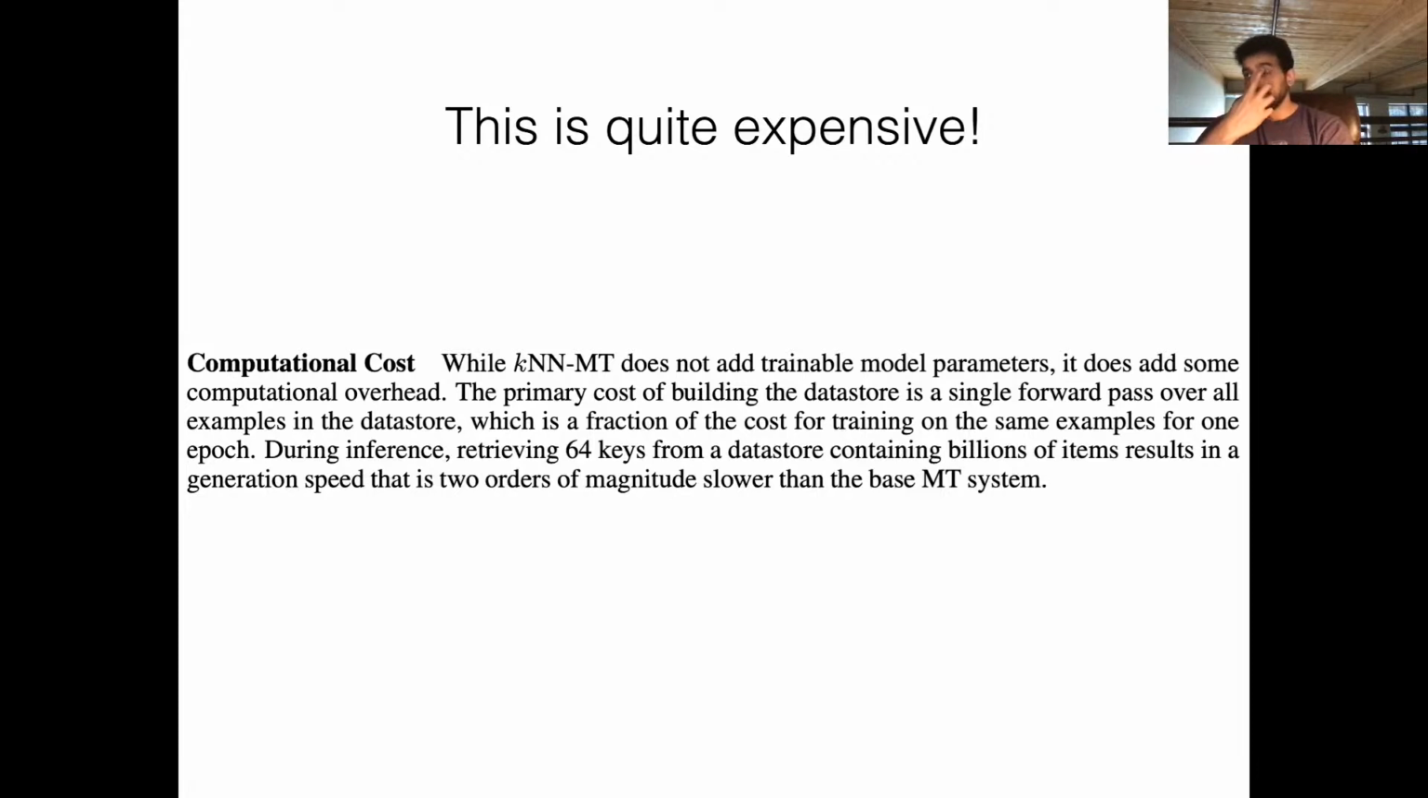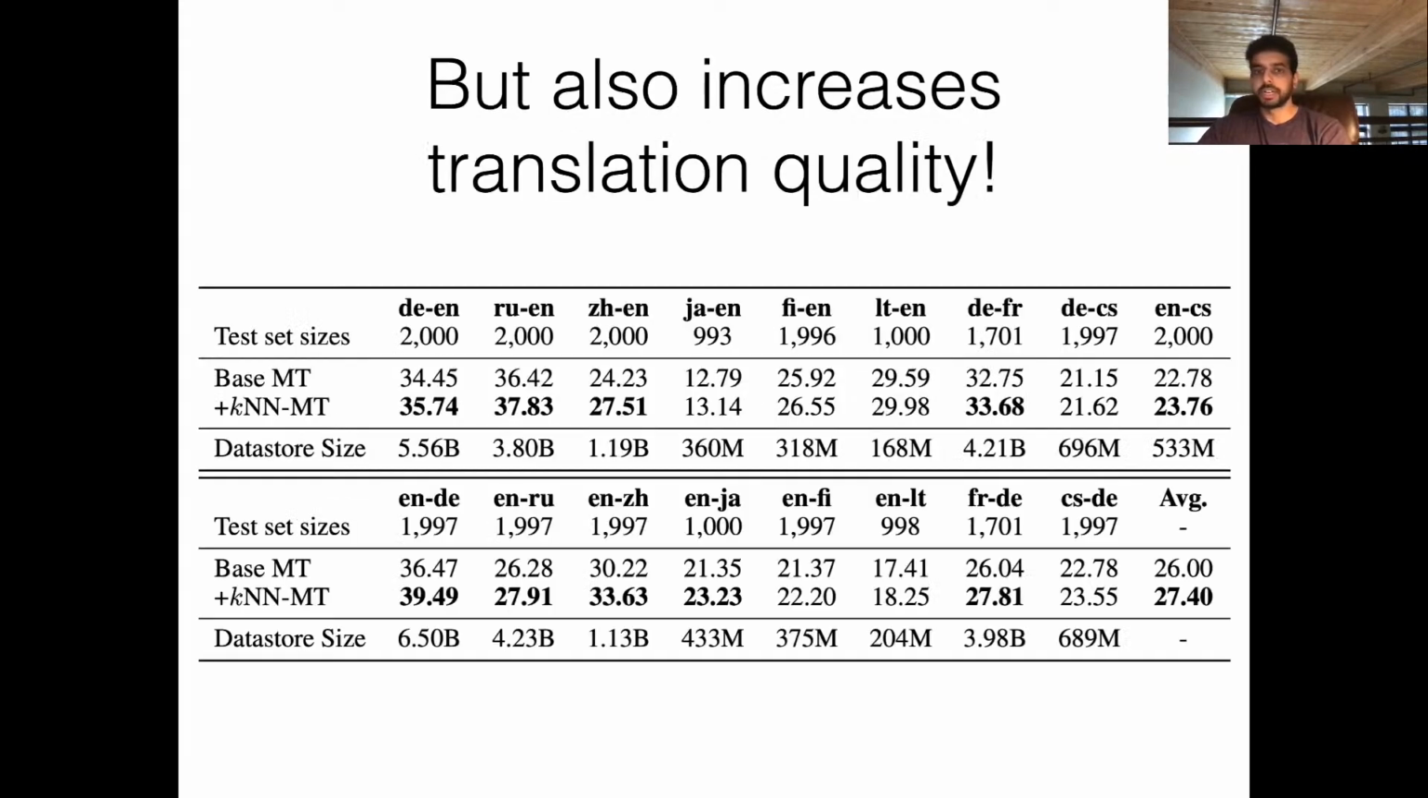Okay, so the one issue with this is that we're doing this retrieval at every single time step of the decoder. So this is super expensive, even with the fast nearest neighbors algorithm. And they mention in their paper that it's two orders of magnitude slower. So you're sacrificing a lot of speed for improved translation. On the other hand, you do get significantly improved translation.